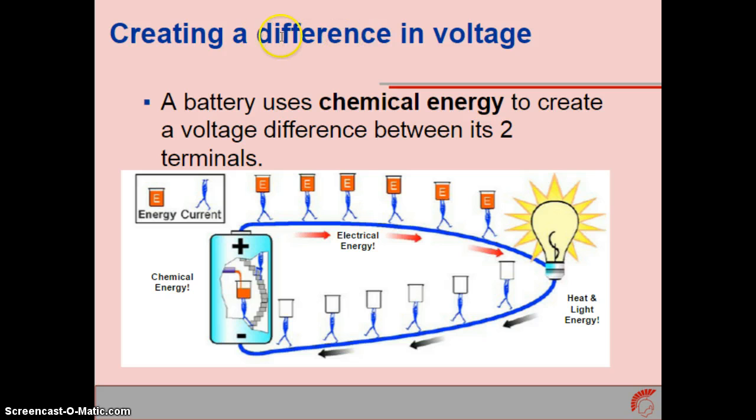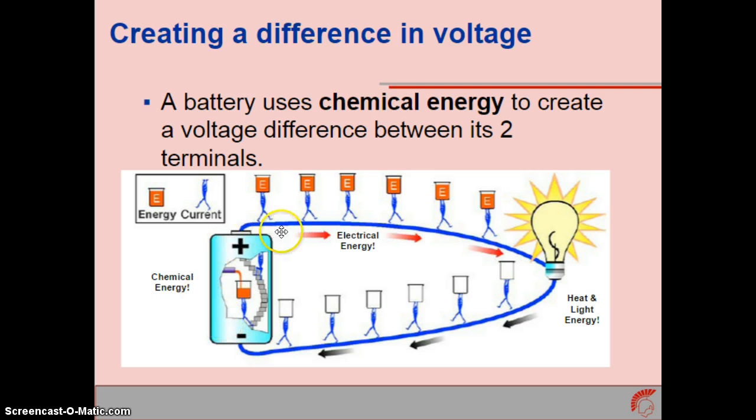So if I look at this difference, creating a difference in voltage, a battery uses chemical energy to create a voltage difference between its two terminals, right? Cathode, anode. And it's delivering this current to, in this case, a resistor, or the bulb itself, excuse me, and this is what we see then heating up, and then it emits light.